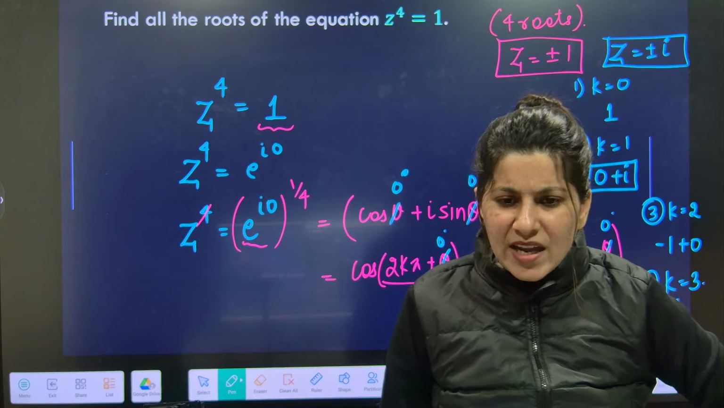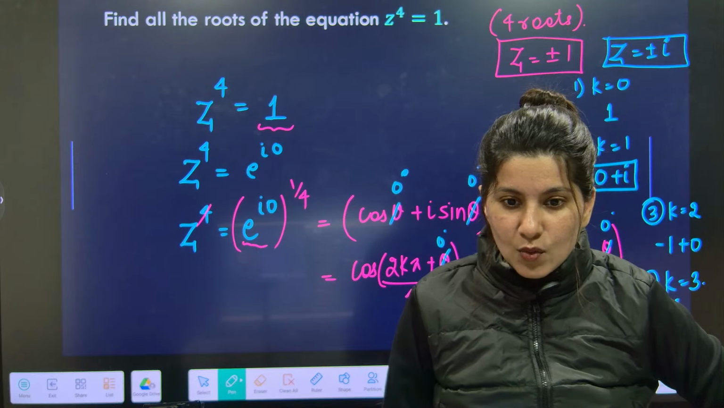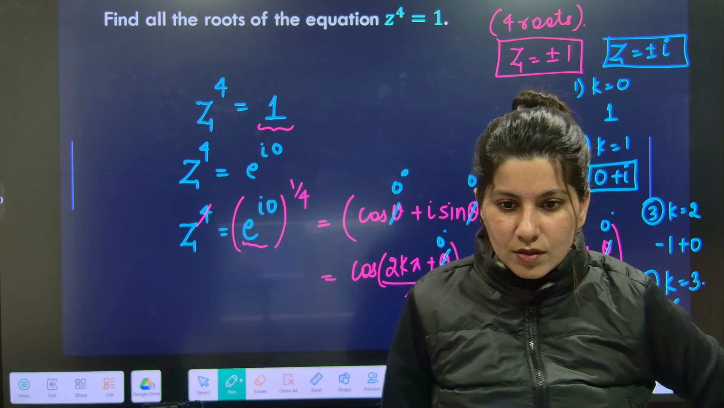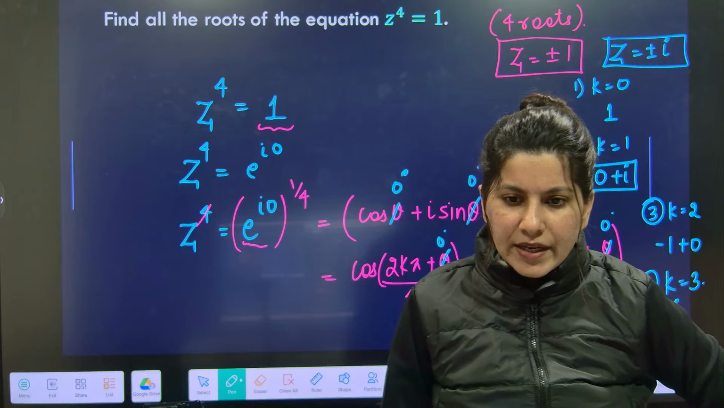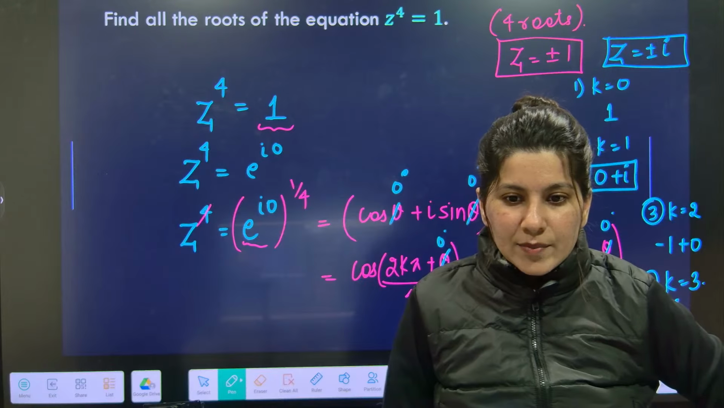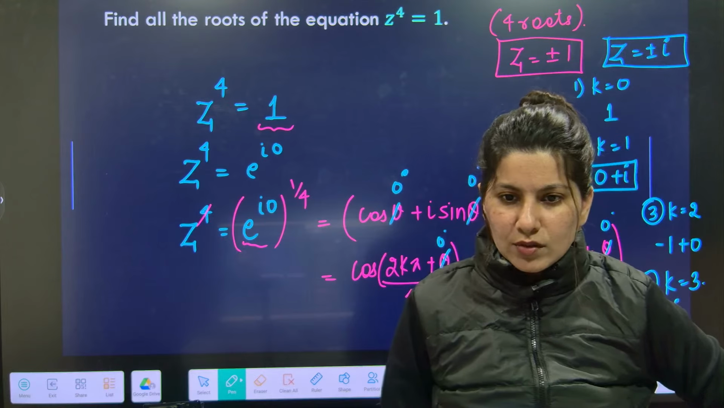Multiplying the angle by n makes sense for positive n, but for negative n, how can you multiply by minus n? That's why it doesn't hold.